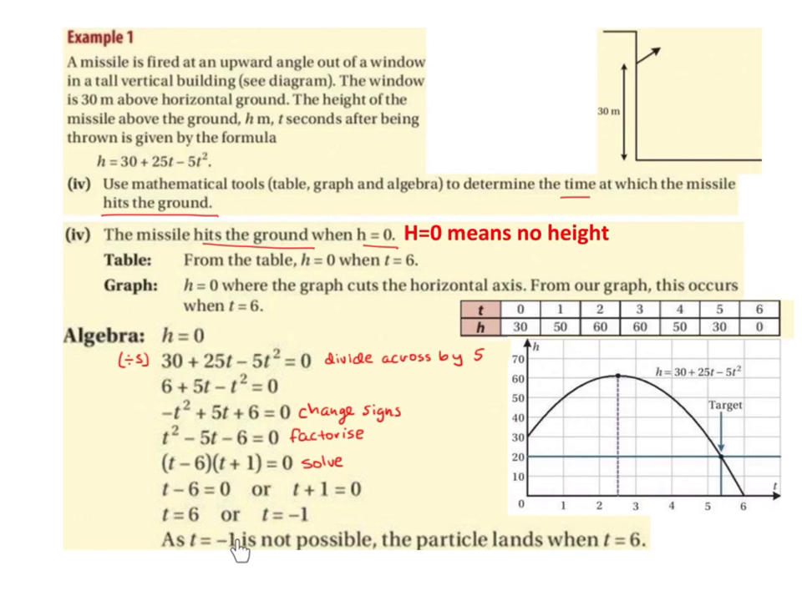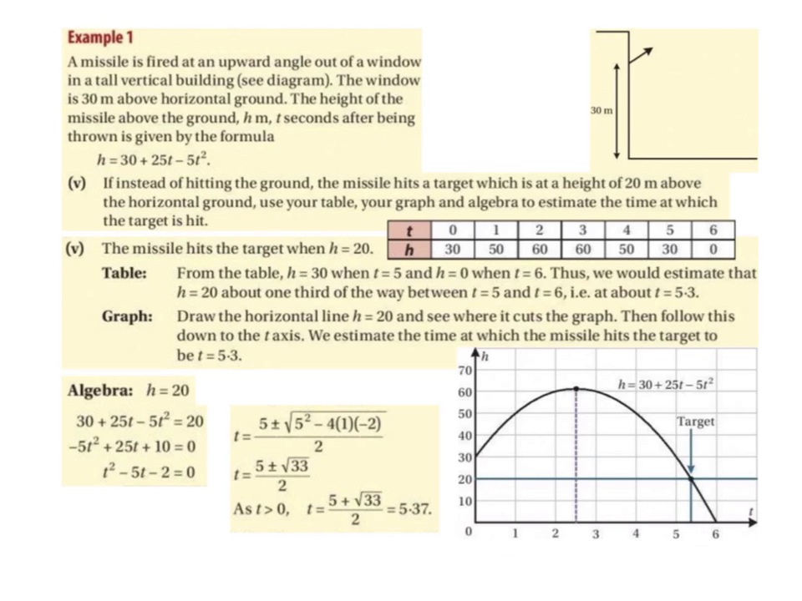As t equals minus 1 is not possible, the time cannot be minus 1. The particle lands when t is equal to 6. So the particle lands after 6 seconds.